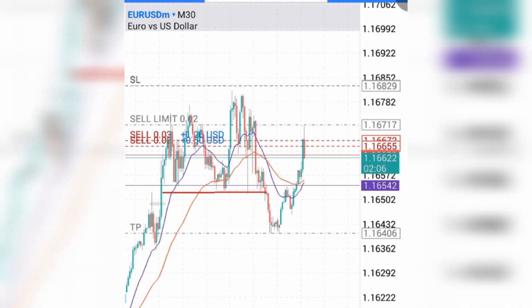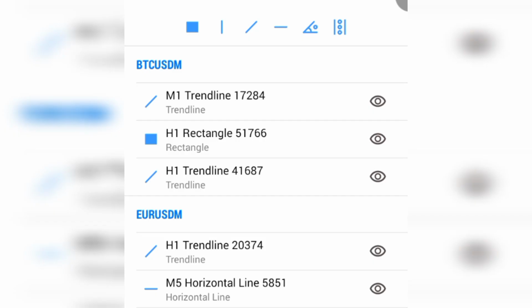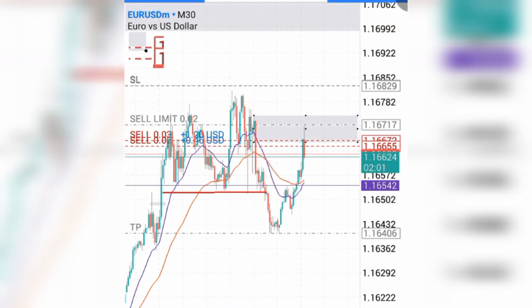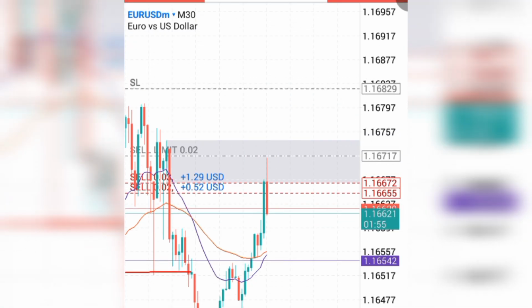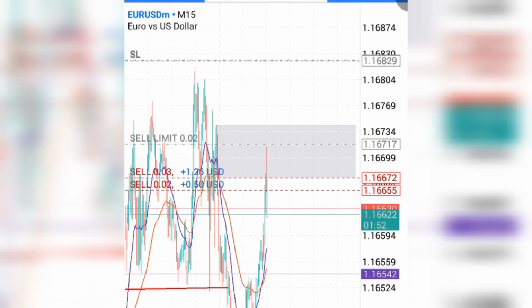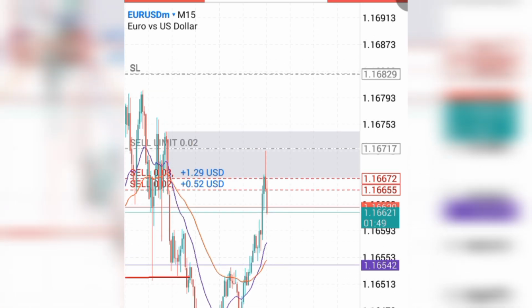Then it came for the retracement to an order block right here. There was an order block that the market had to retest here. Then you can see how it is reacting. Now we have entered some positions. Now we are waiting for the market to move down.